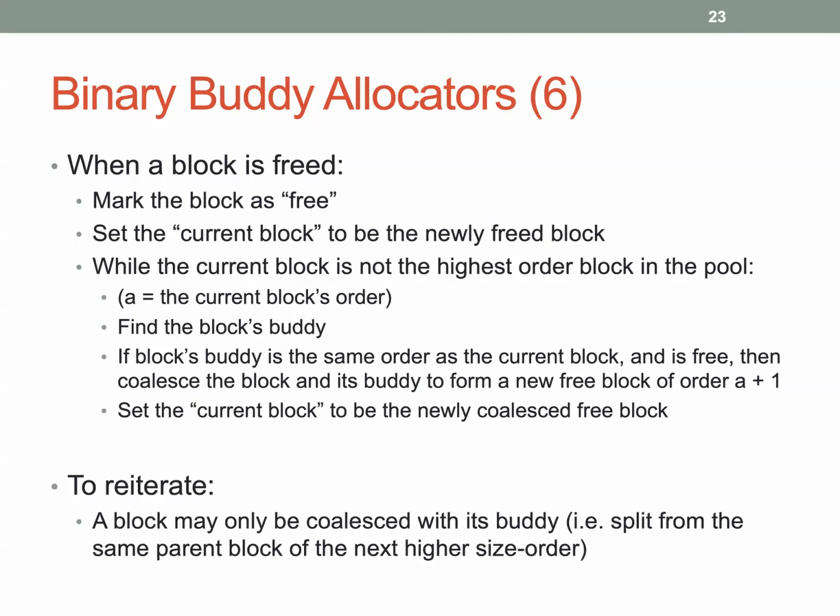You can only coalesce with your buddy, and that does address part of the question in the chat. You can't just coalesce with any free block of the same size. You can only coalesce with your buddy, and it turns out that there's simple math you can do to find your buddy, which is why we have this constraint.